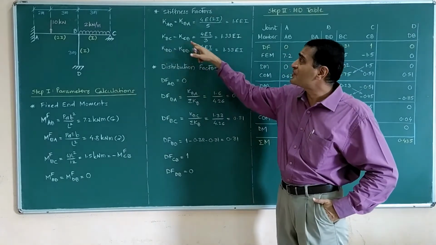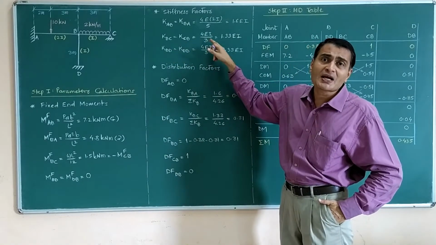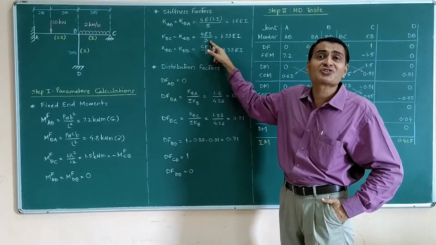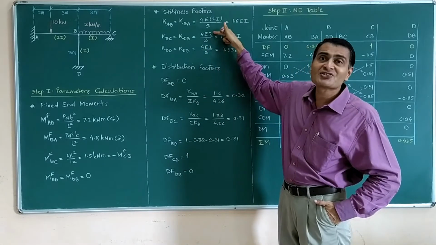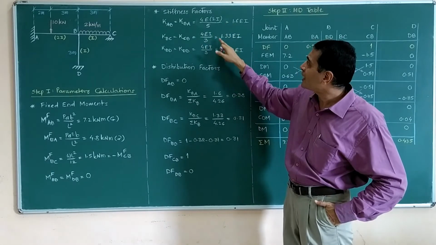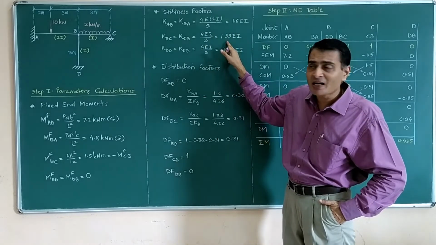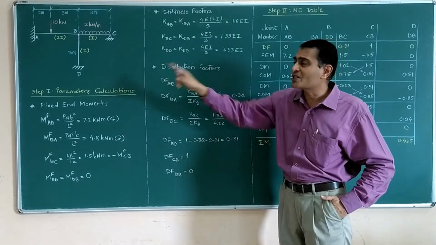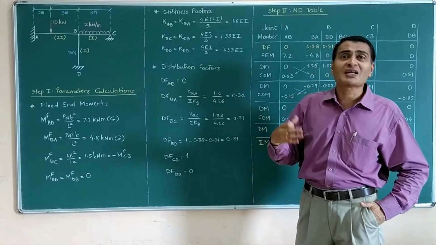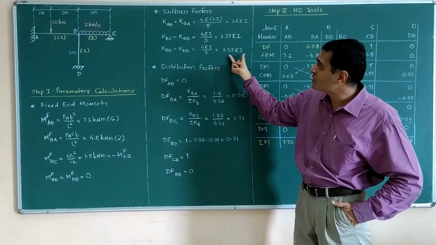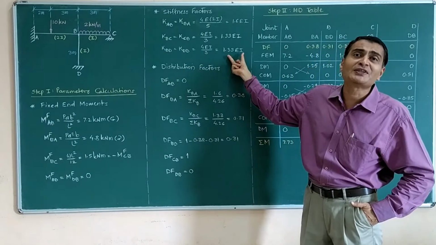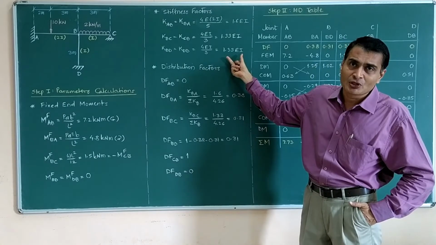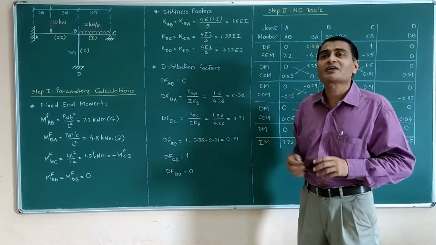Stiffness factor for BC and CB, 4EI upon L, here the span is 3 meters and I is just 1I, so I am getting 1.33 EI. So is the case with the stiffness factor for BD as well as DB. The calculation yields 1.33 times EI. So stiffness factors are taken care of.